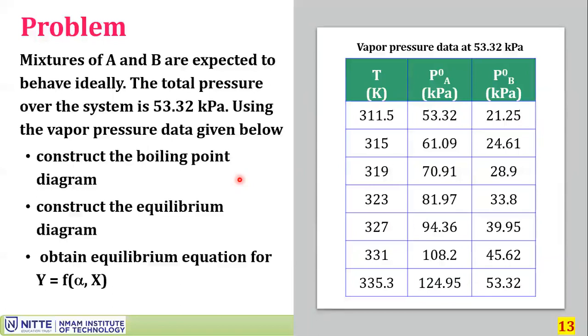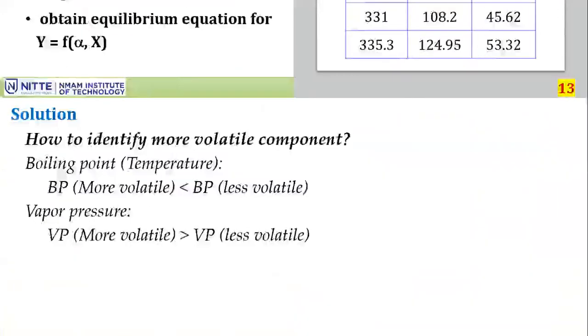Okay, welcome back. Hope you have read the problem completely. Try to understand how you solve it. You are given the vapor pressure data here, temperature versus P naught A and P naught B. The data is given. Total pressure is also given, 53.32 kilopascal. You are expected to plot the TXY diagram, boiling point diagram, equilibrium diagram, XY diagram, and write an equation for y as a function of x and alpha.